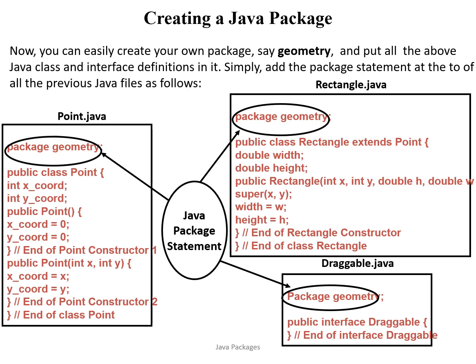Here is an example of creating a Java package. Now you can easily create your own package, say geometry, and put all the above Java class and interface definitions in it. Simply add the package statement at the top of all the previous Java files as follows. So here is an example. In point.java, we have the package statement, package geometry. In rectangle.java, we have the package statement at the top of the first line, package geometry. In draggable.java, we have package geometry.